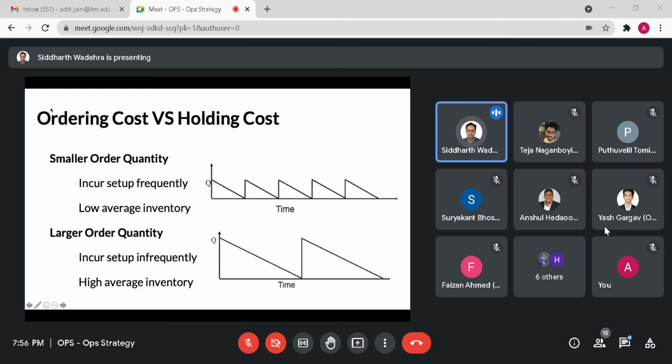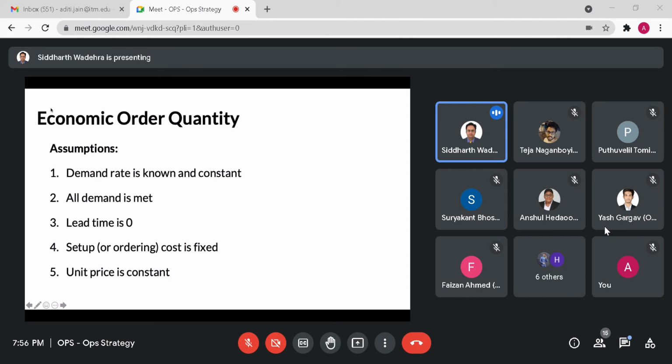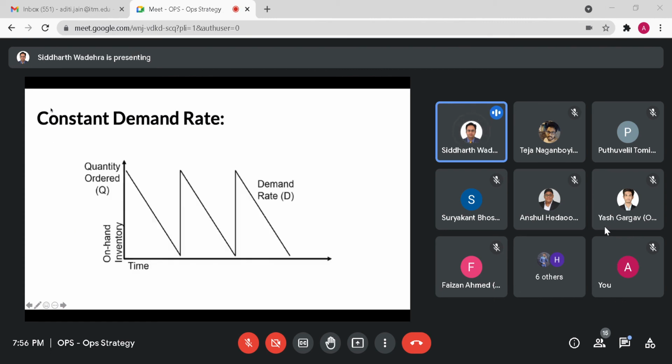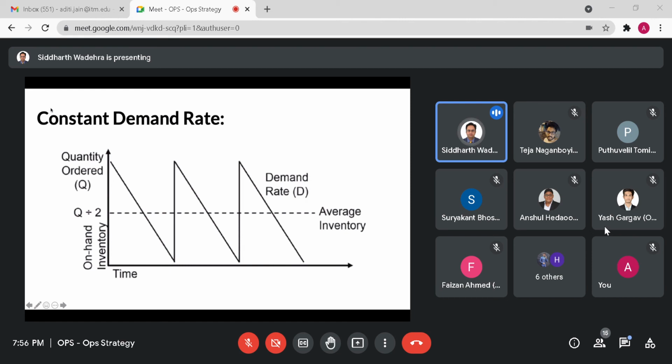So it's ordering costs versus holding costs. And we usually use a very popular model called the economic order quantity to understand how much to order. And for when to order, there's typically a reorder point, which we look at shortly, maybe in the next class.